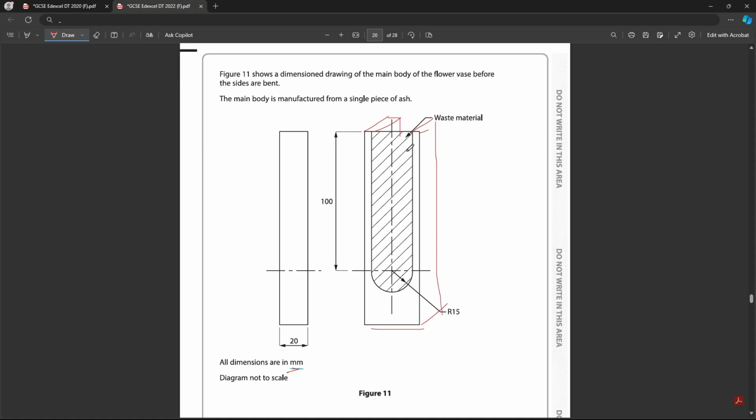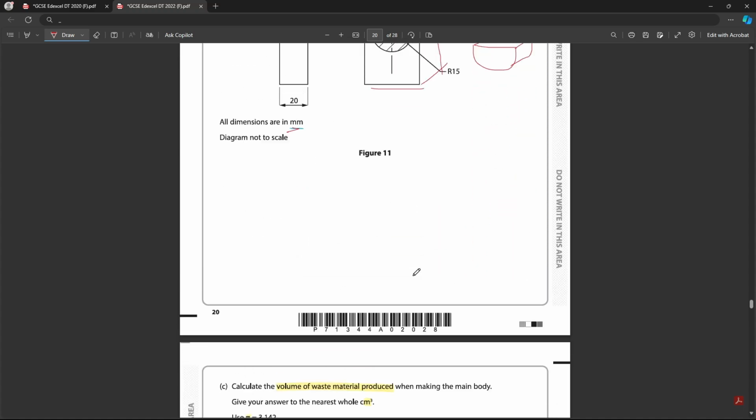So think of it being 3D. This piece here, we have basically a massive cuboid. This drawing here is quite hard. Basically a massive cuboid in the middle here, and then we also have this almost semicircular piece here, which is going to look like that. So we need to find the volume of waste produced.